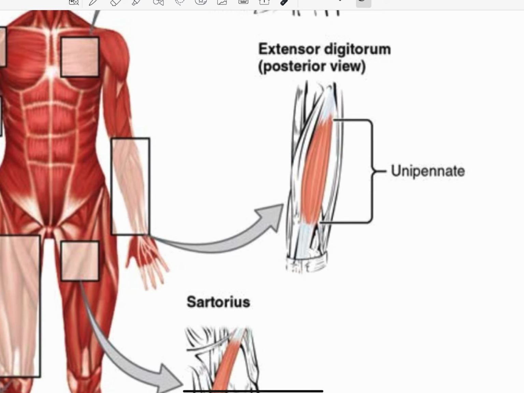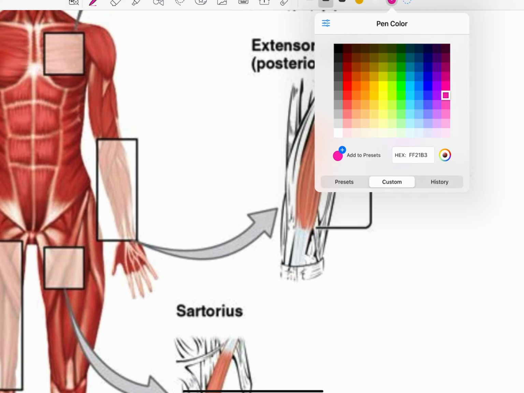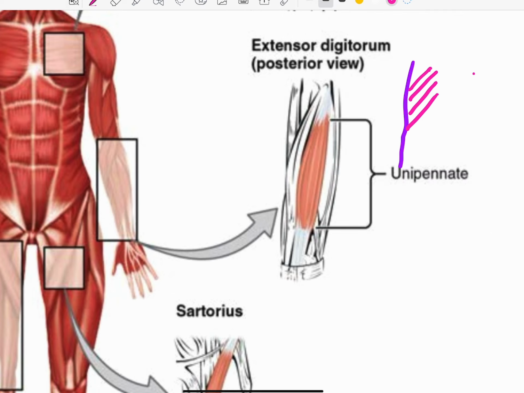Now let's move to a unipennate. Uni tells us one. In a unipennate muscle, all the fibers are connected on one side of the connective tissue. This would be the connective tissue strip, and all the fibers would be coming in on one side. That's a very idealized view that I'm drawing here, but that would be unipennate, versus a bipennate, which we'll see later, which would be on both sides. Many little muscles associated with the hand and hand movement fall into this category.